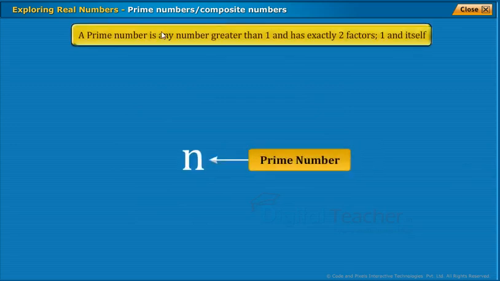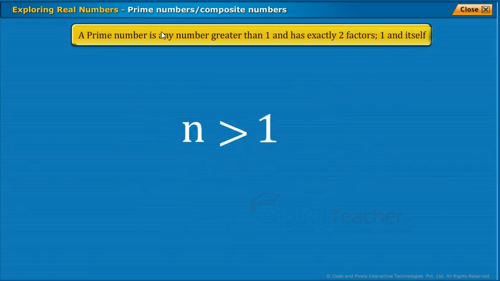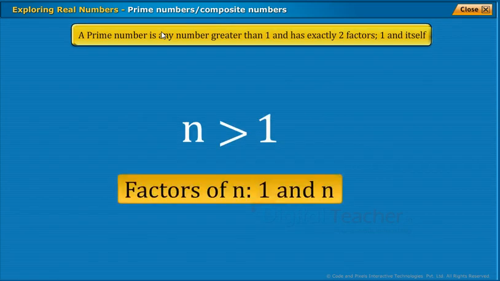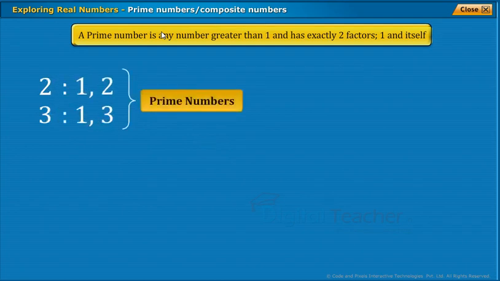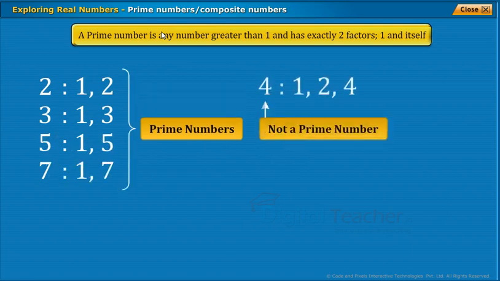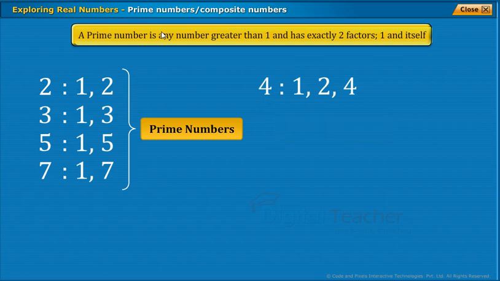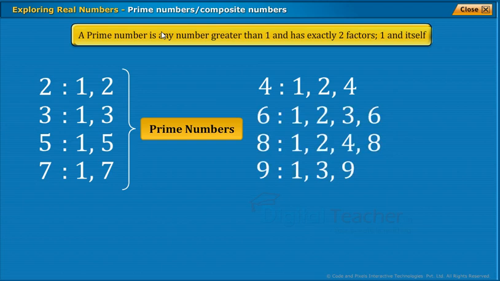Prime number. A prime number is any number greater than 1 and has exactly two factors, 1 and itself. For example, the numbers 2 and 3 are prime numbers since they have factors 1 and itself. Some more prime numbers are 5 and 7. And the number 4 is not a prime number since it has more than two factors: 1, 2, 4. Some more examples which are not primes are as shown on the screen.